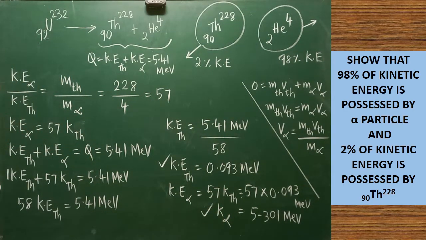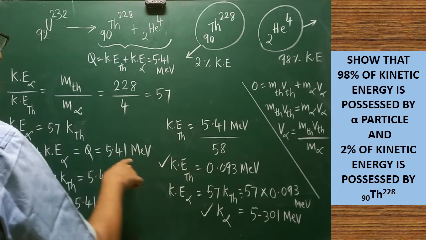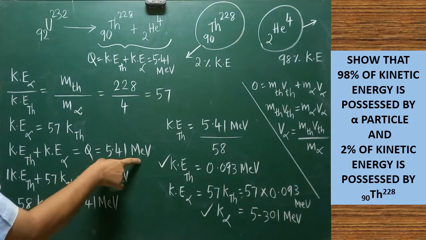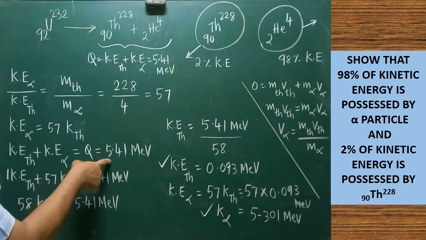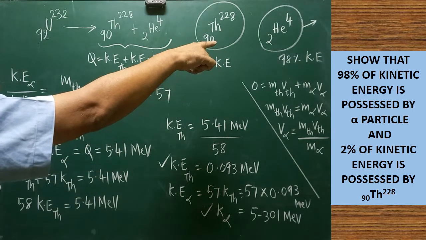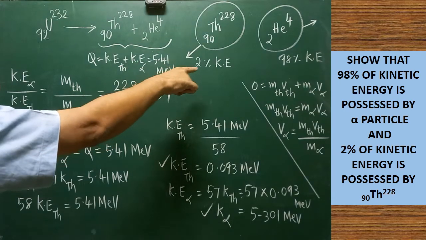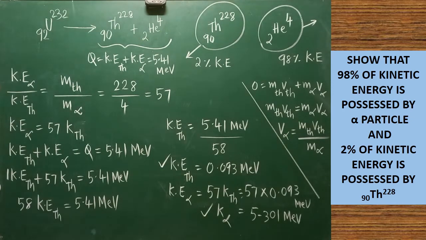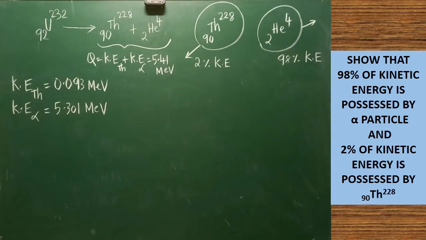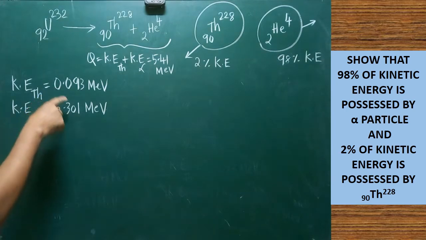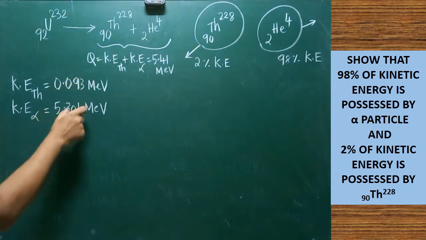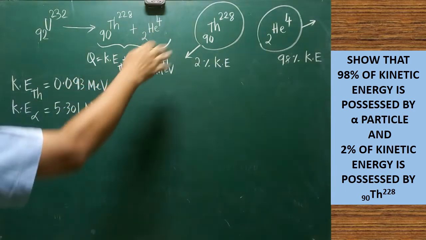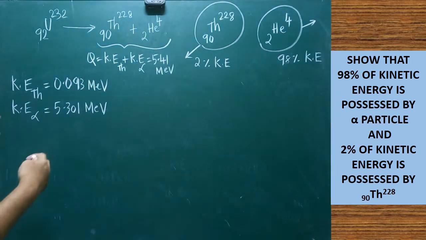Are you clear? Now we have to prove that out of the total disintegration energy, 98% of the kinetic energy is possessed by the alpha particle, and just 2% of the total kinetic energy is possessed by whom? The thorium. That should be proved now. Now we have calculated both the kinetic energy of thorium and the alpha particle. Now we have to show both of them in terms of percentage.